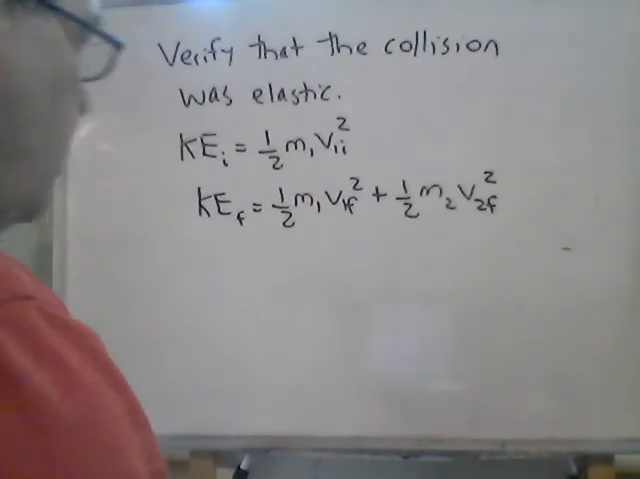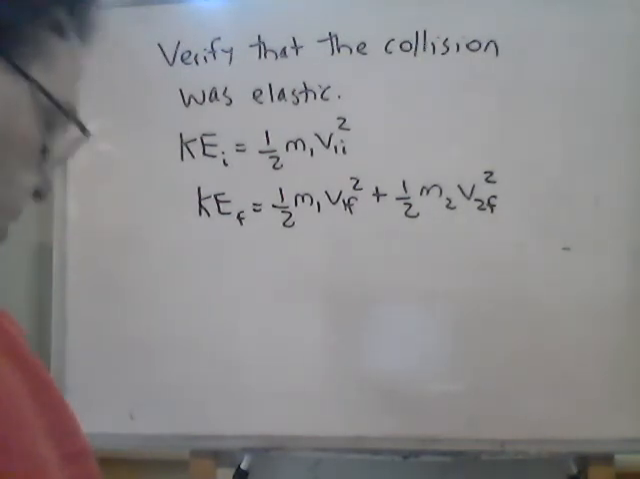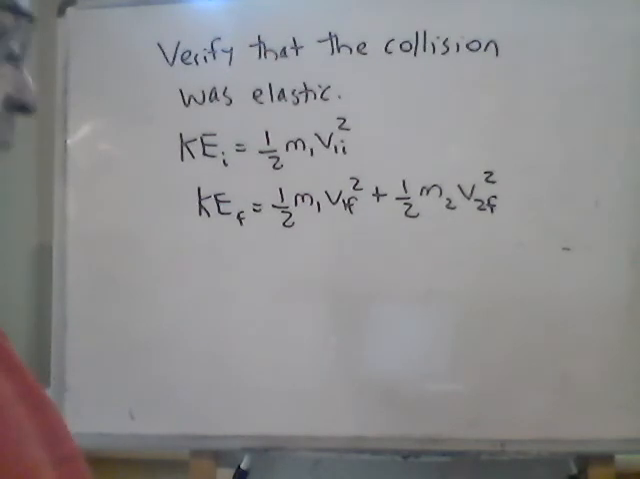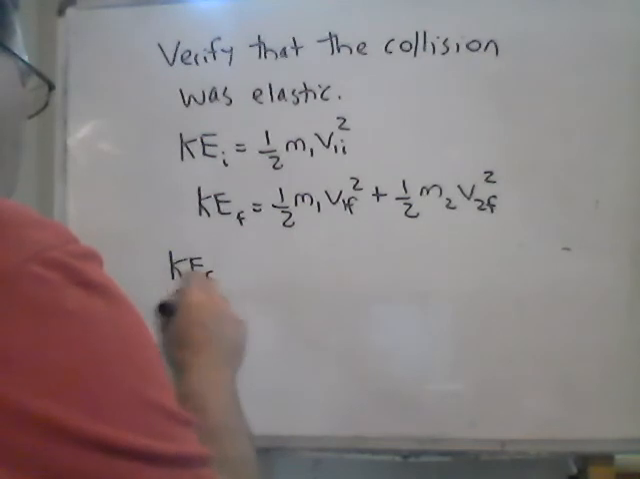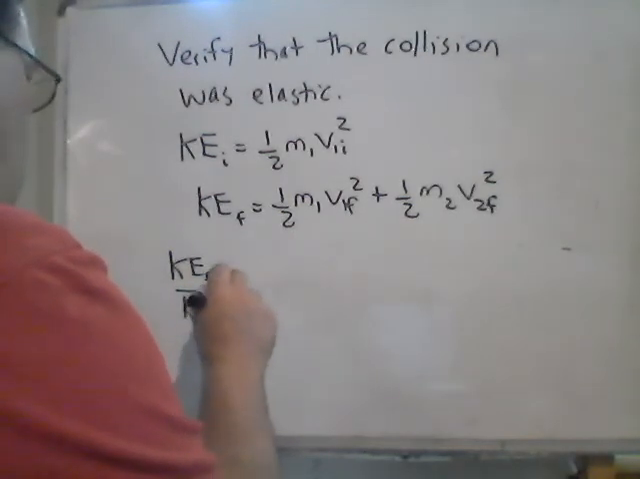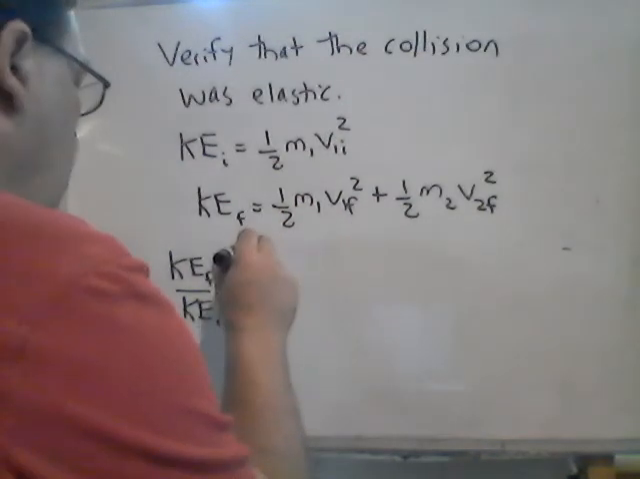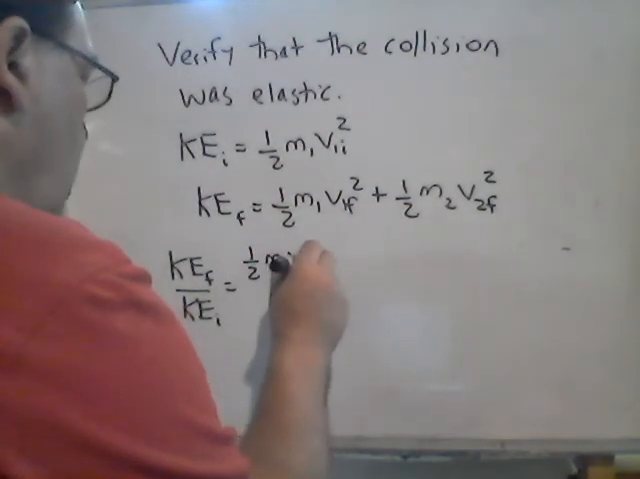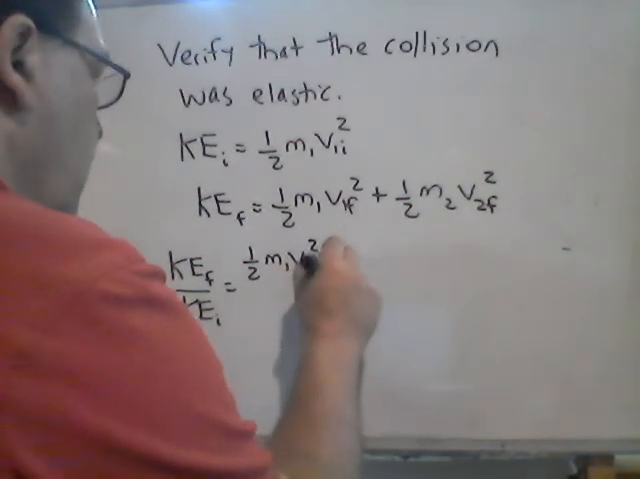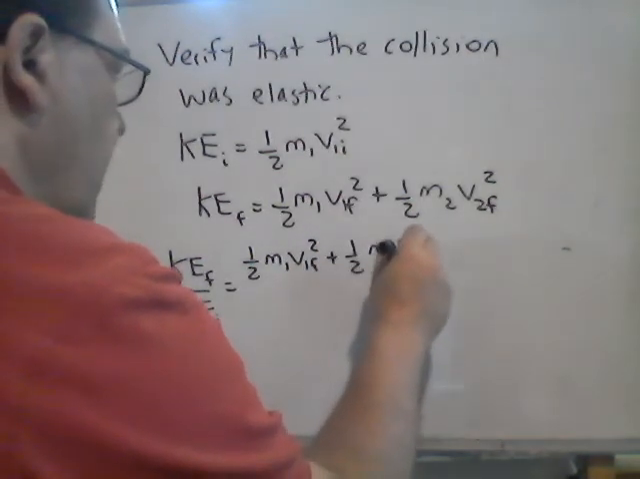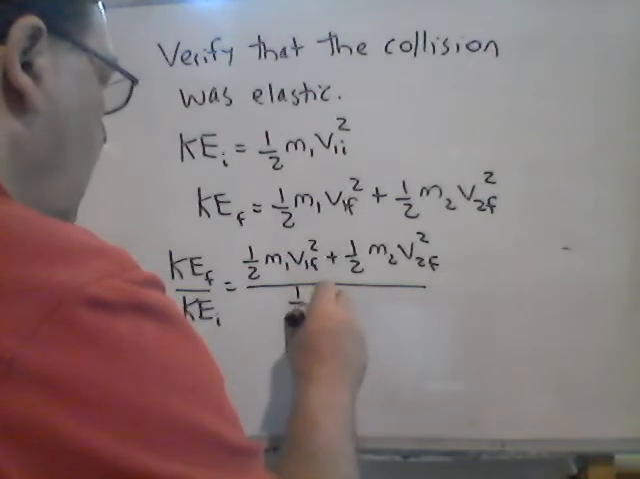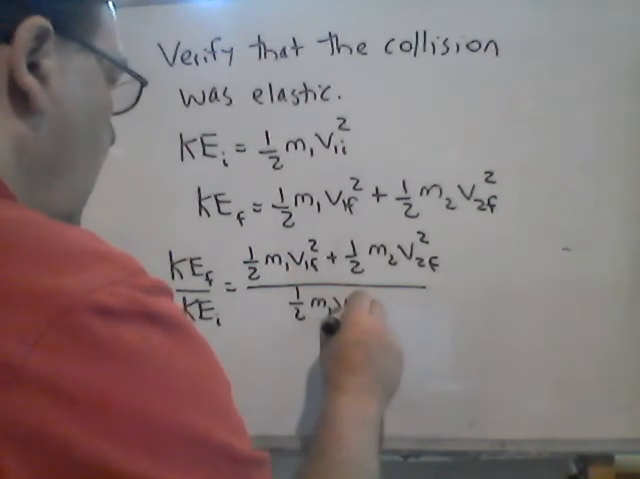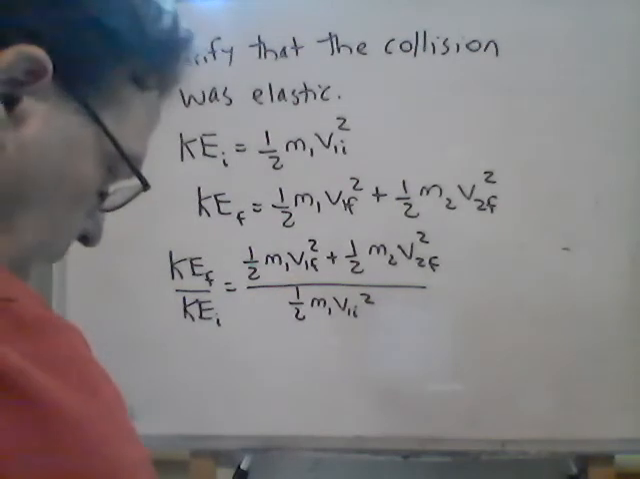And the question is, well, I can sit there and compare the two, but there's actually a cool way of doing this. If the energies are really conserved, I can form a ratio, and that ratio should be 1. So let's form this ratio, kinetic energy final over kinetic energy initial. It's another way of proving things. So the final, I have 1/2 m1 v1f squared plus 1/2 m2 v2f squared divided by 1/2 m1 v1I squared.